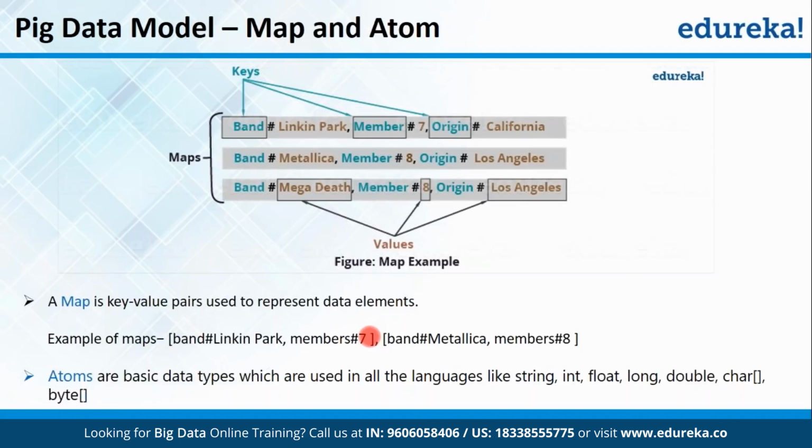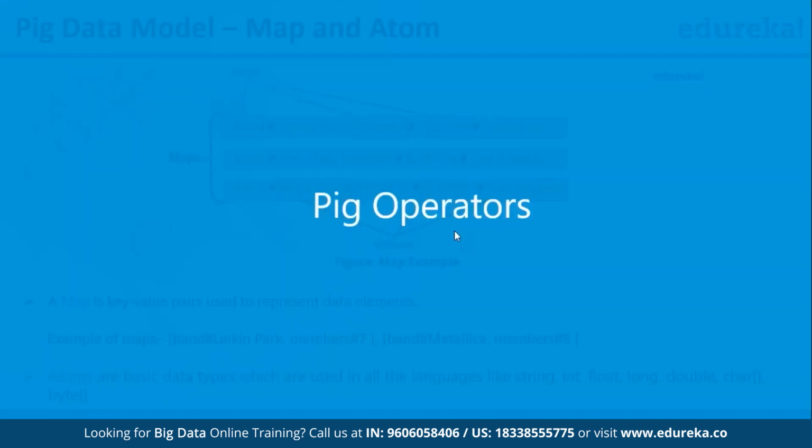Atom is nothing but the basic data types that are there in most of the languages like int, float, long, tuple, char. Okay, so these are called atoms in Pig. So there is nothing much to understand in atoms, and it's time we move on to the next slide and we look at some Pig operators.